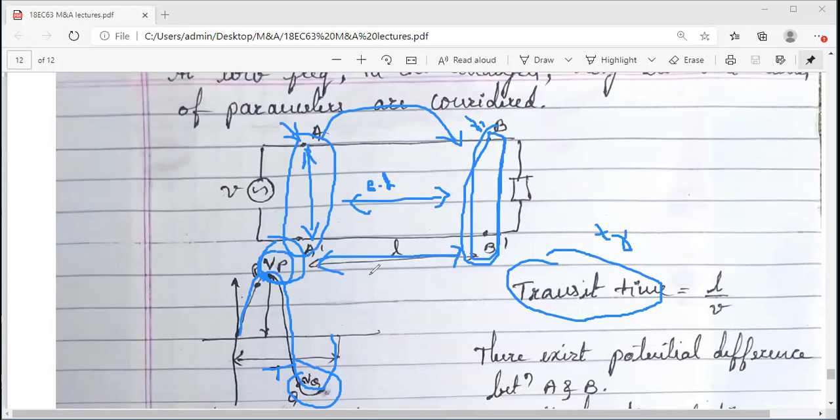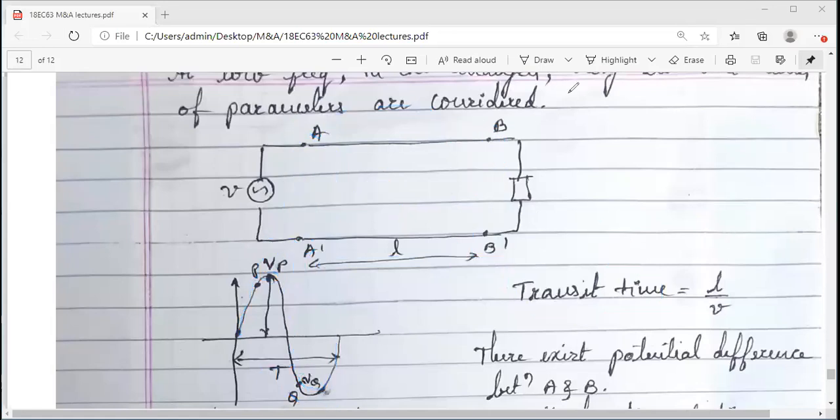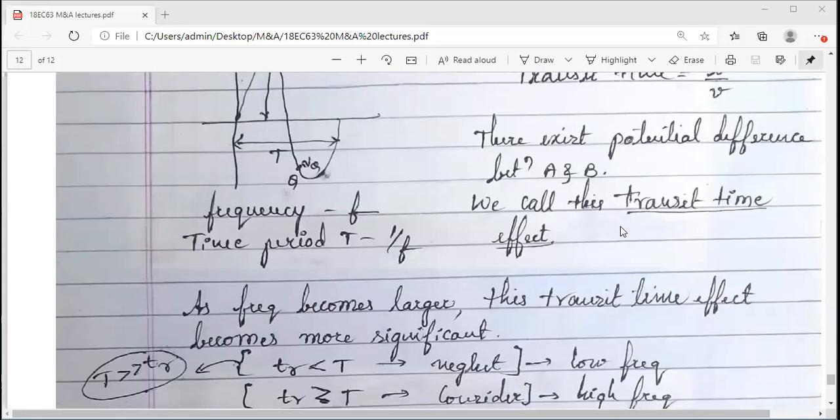It requires a certain time. Just as when we apply an AC voltage, within 0 seconds we will not get the output. It requires a certain delay. After some time, we will get the output. We call this time required the transit time, and the effect is called the transit time effect. That's what is used in your microwave devices part. I told you during the start of the class. I will explain this concept later.